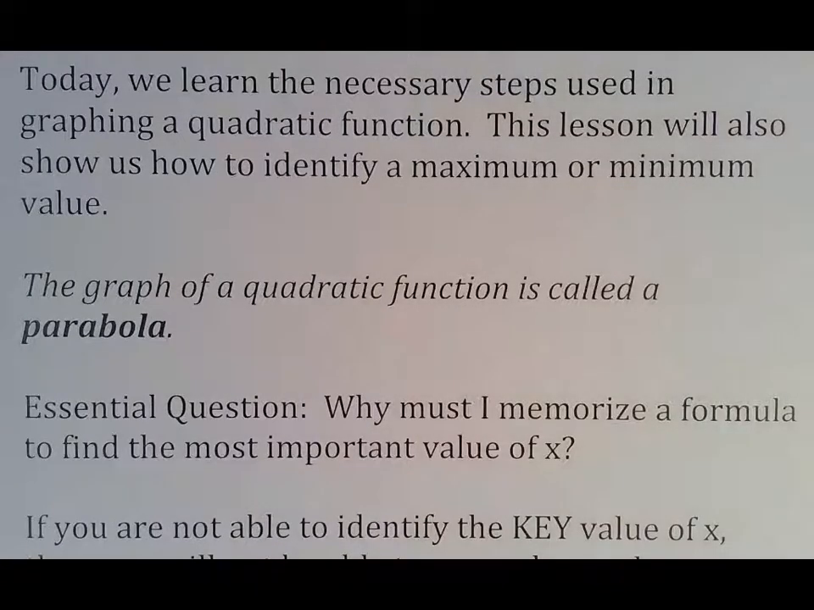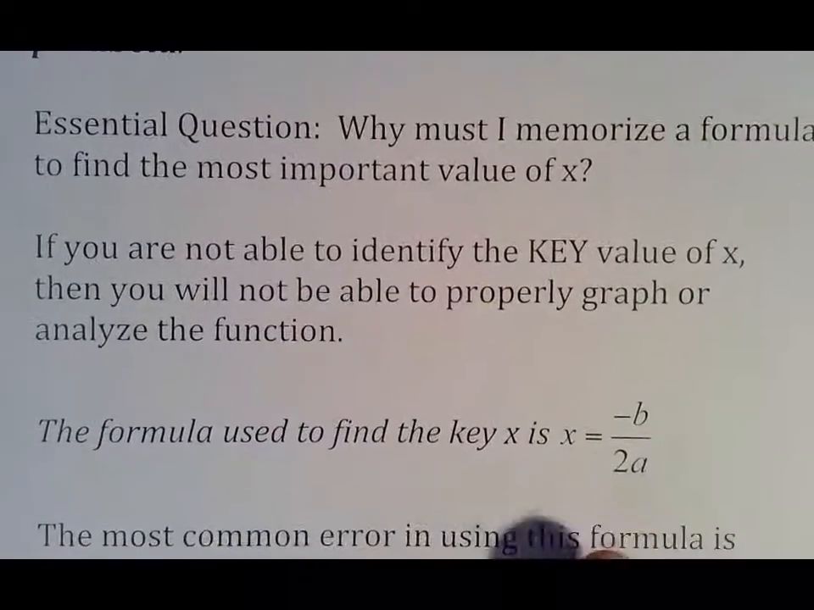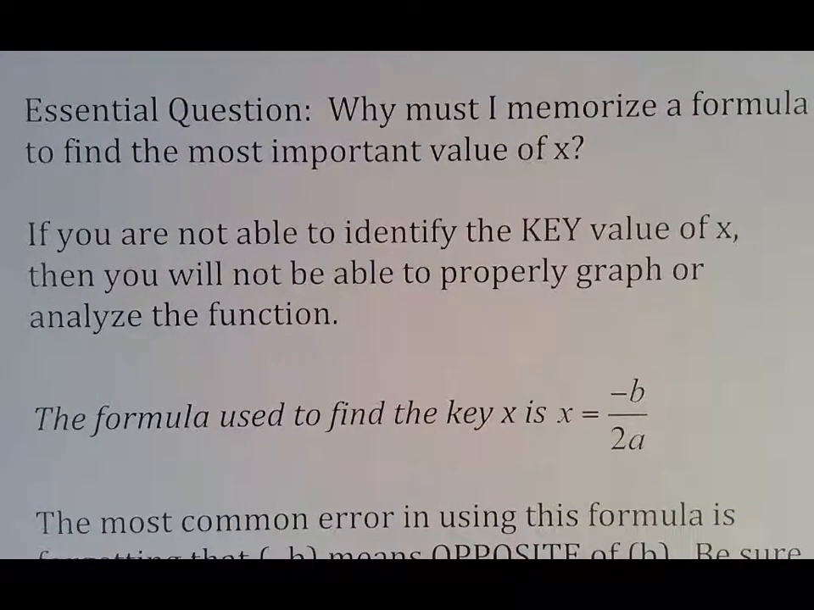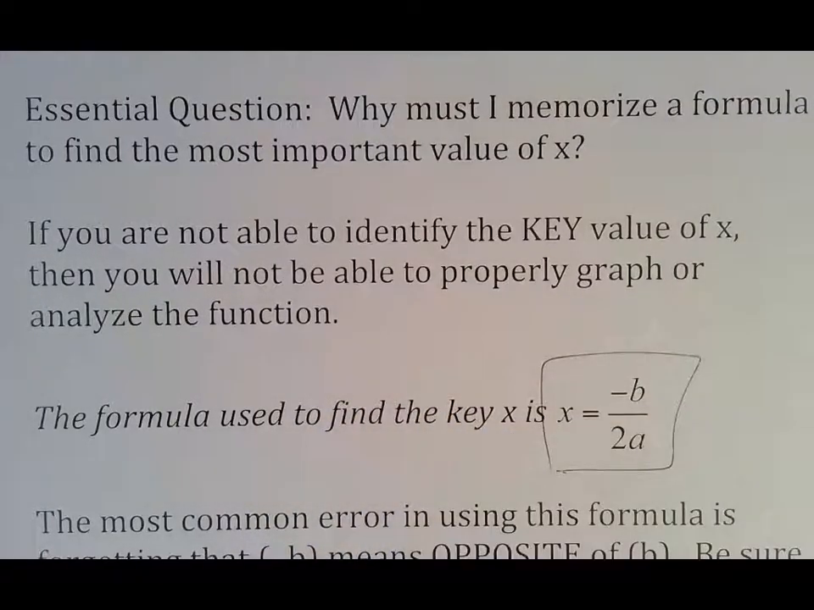The graph of a quadratic function is called a parabola. So why must you memorize the formula I'm going to give you? Because if you cannot identify the key value of x, if you can't find the key, then you won't be able to walk into the door. So the key x for this problem is negative b over 2a. You need to write that down. You need to memorize that. You need to use it and use it and use it.